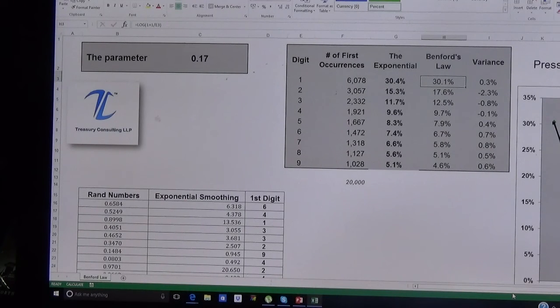On the other hand, it is 30.4%. So you can very well understand the variance. Variance is 0.3%. What is the variance? Exponential minus Benford law. This is variance. F2, exponential minus Benford law. This is variance.